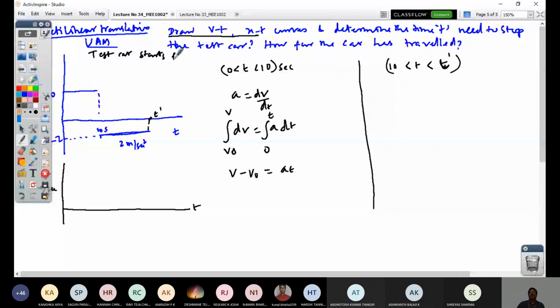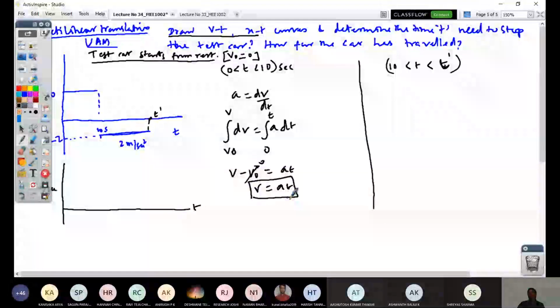Starts from rest. That means v0 is 0. That's the meaning you should understand. At t equal to 0, velocity is 0. So v is equal to at.